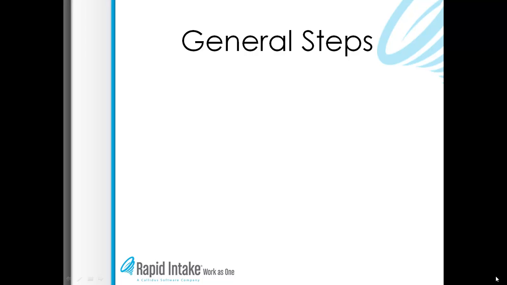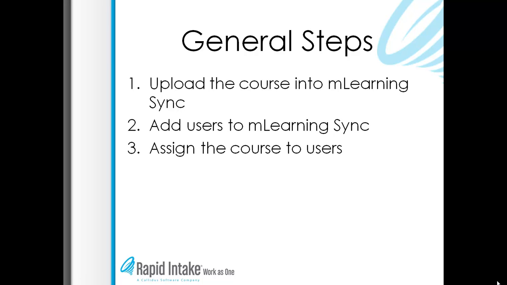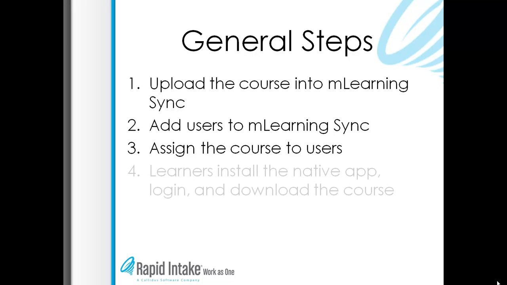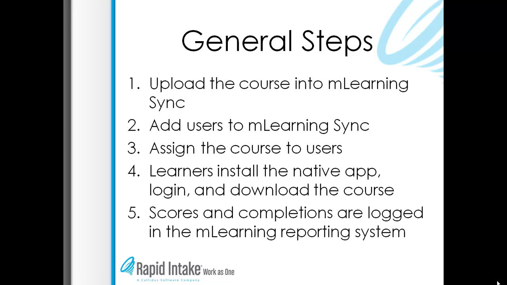Let's go over the main steps to work with mLearning Sync. First of all, you need to upload a course into mLearning Sync that you want the learner to download. Now, we've already taken care of that step for you in the sandbox area, so you can just use a sample course. Then you need to add users to mLearning Sync. Then assign the course that you uploaded to those users. Then the learner installs the native app on their device and downloads the course into their native app. And then scores and completions are logged in the mLearning reporting system when they're back online.